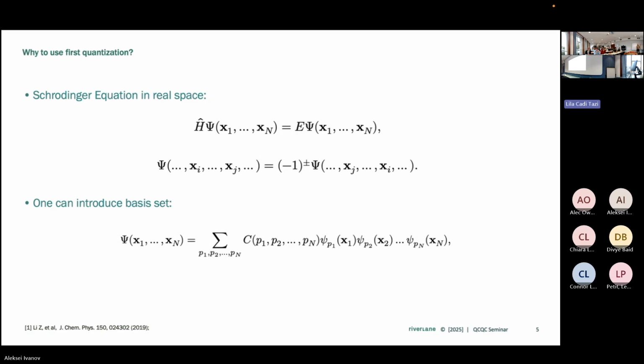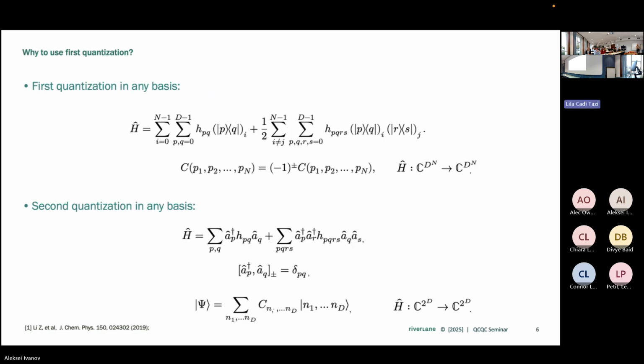Typically in textbooks, all equations are introduced in this real space representation, but you can change your basis set. You can expand your wave function into some orbitals with a single-orbital basis set. P here indicates some quantum numbers. Then you can express these equations in a matrix form when you discretize your space. This is the same equations, but just in a different basis set.